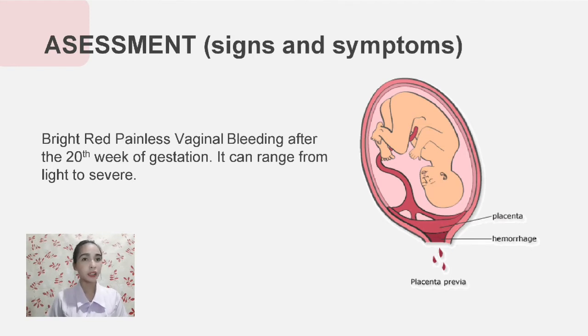Bleeding is bright red in color and is associated with the stretching and thinning of the lower uterine segment that occurs during the third trimester. I will explain it later as we go along with the discussion. Usually, the bleeding is painless, but it can be associated with uterine contractions and abdominal pain. The uterus is not able to adequately contract and stop blood flow from open vessels. Bleeding may range in severity from light to severe.